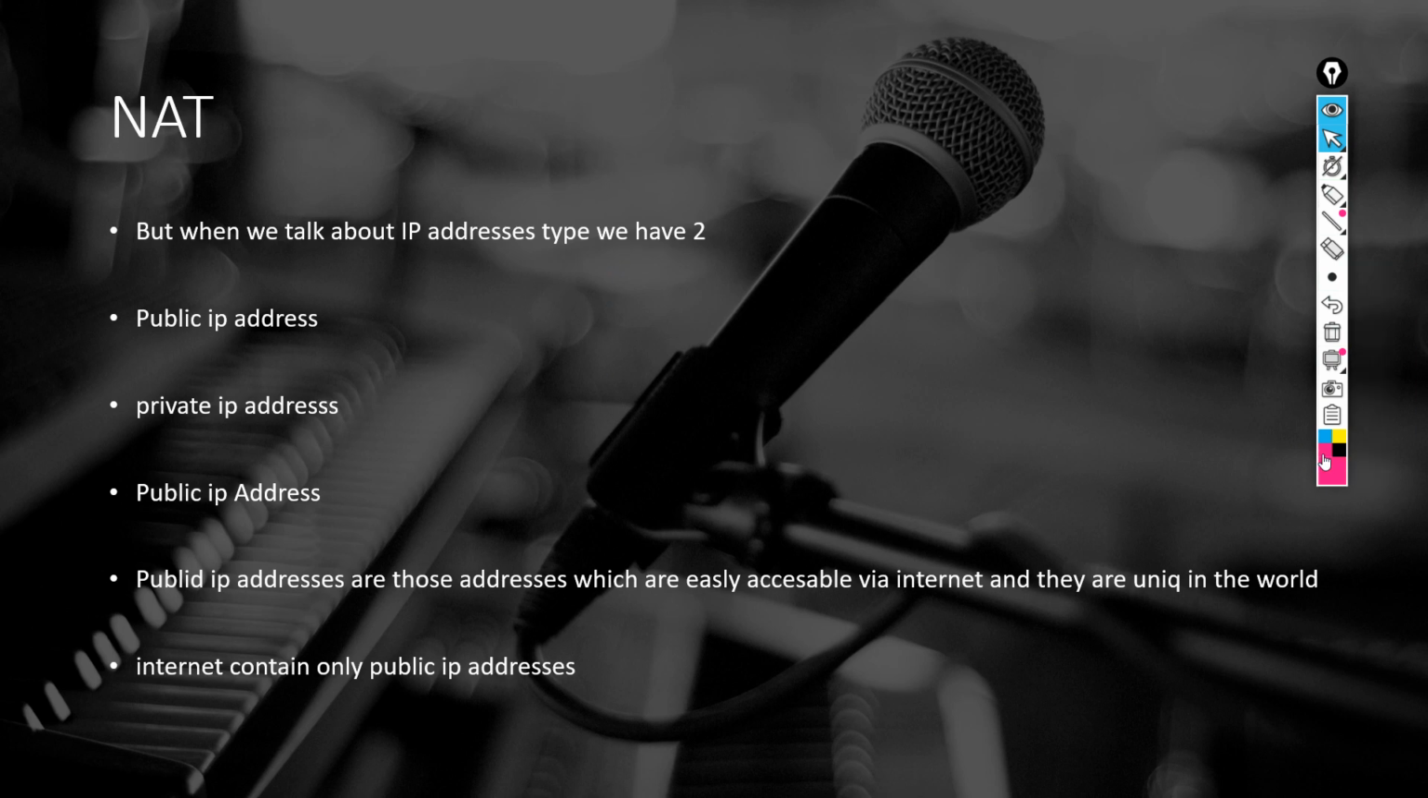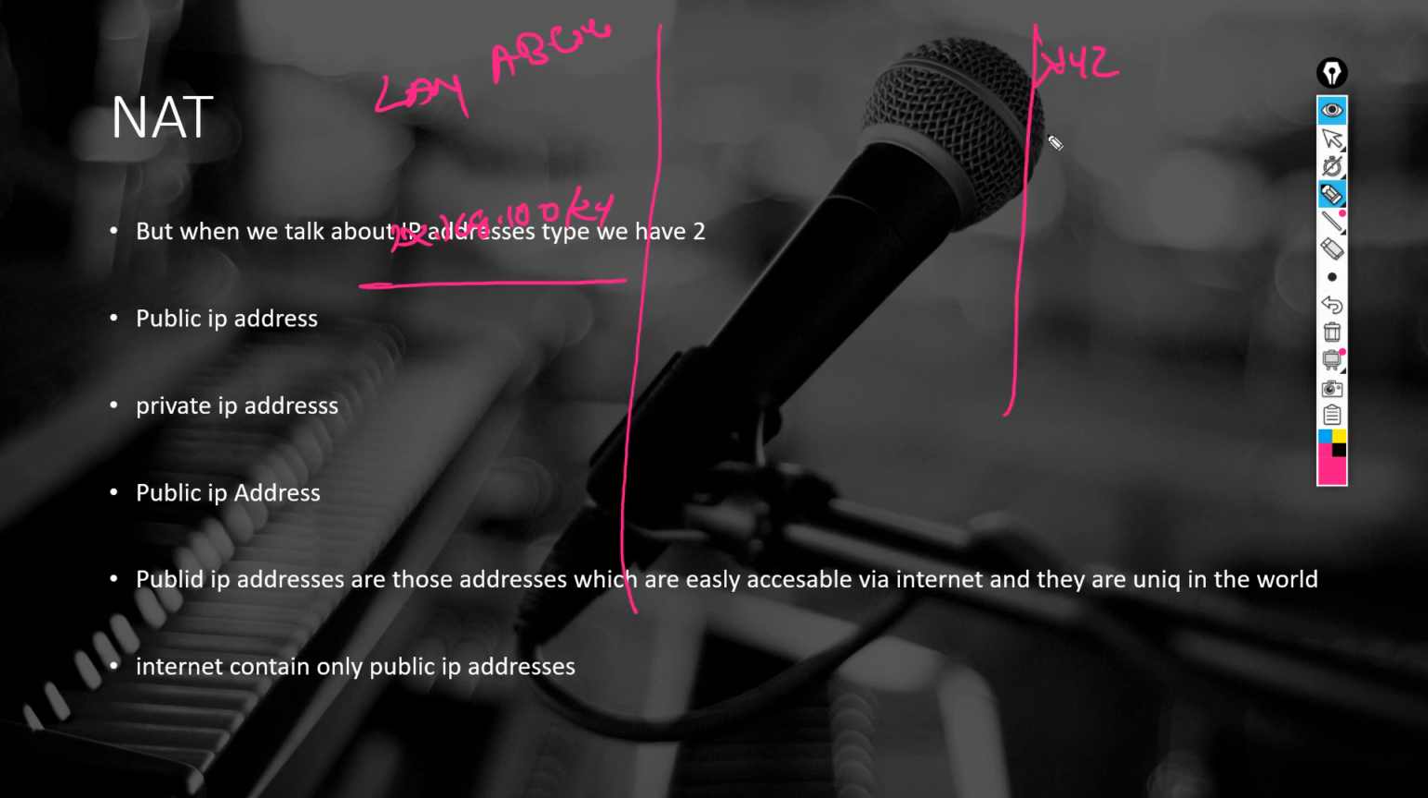Let me explain. This is my private LAN side, and I'm using here the 192.168.10.0 series. My company name is ABC, abc.com. Another company, XYZ, can also use 192.168.10.0/24. It means private IPs can be used by any organization for their internal communication.